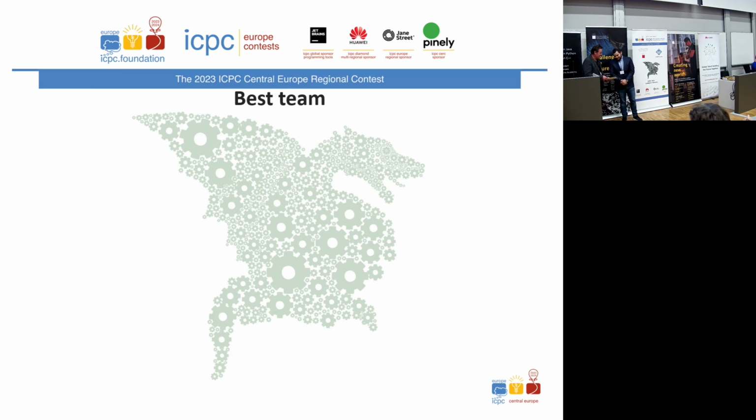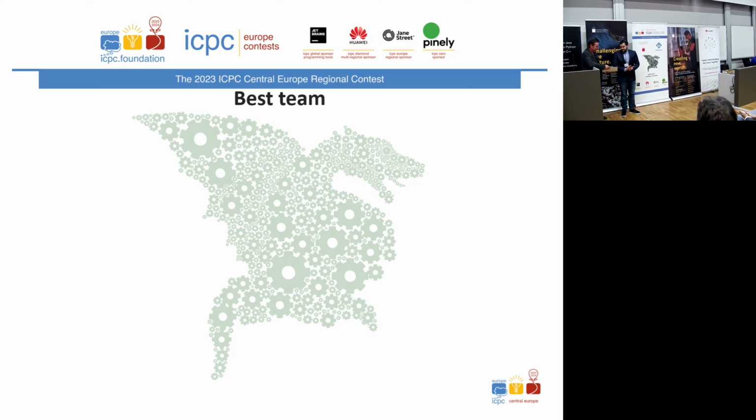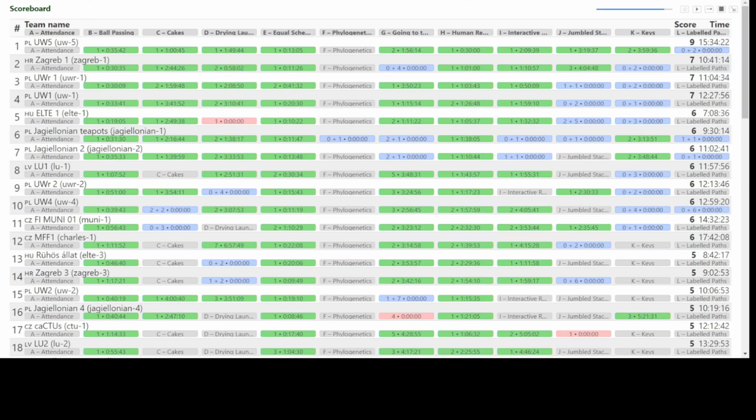Now those two will stand there for a while, and we'll continue with place 17, Charles University in Prague, problem I. They have 1 attempt, and it was successful. We've seen Cactus before. 1 attempt at problem J was not successful. Congratulations on 17th place. And then in 16th place, we have Jagiellonian 4.